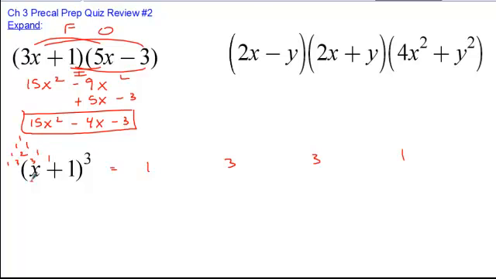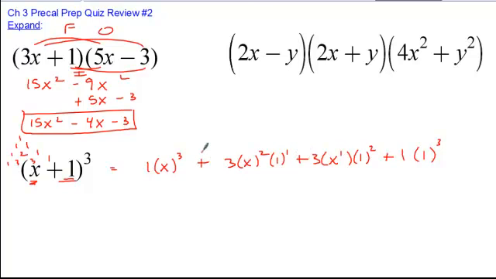And what you're going to do is take your first term, starting from left to right, to the highest power 3, and you're going to reduce the power on each individual term. Moving from right to left, you're going to take the second term, including its sign, and write it to the highest power 3, and then you reduce the power by 1 as you move to the left. And then you just simplify what you have.